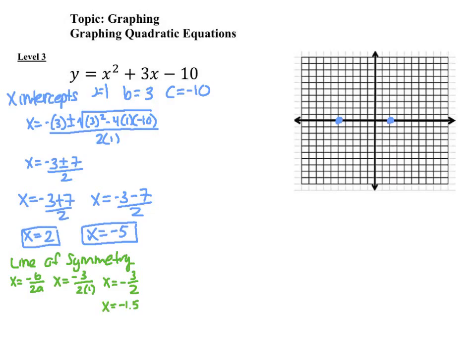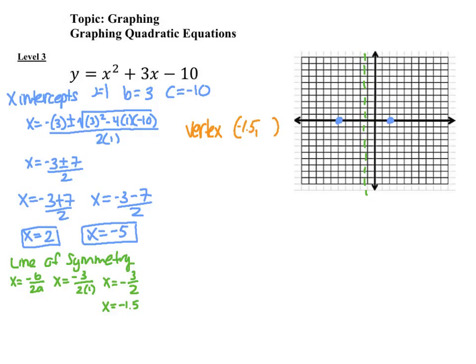So I come over here to the graph and draw the line of symmetry, and that's going to be right here in the middle between negative 1 and negative 2. The last thing I need to do is find the vertex. Remember, the vertex has an ordered pair, x comma y, and I already know that my x value is negative 1.5.